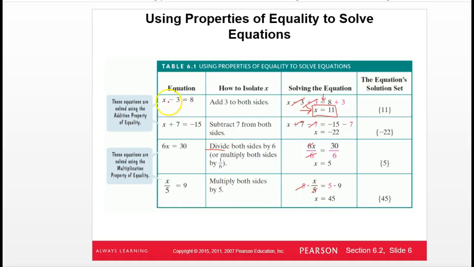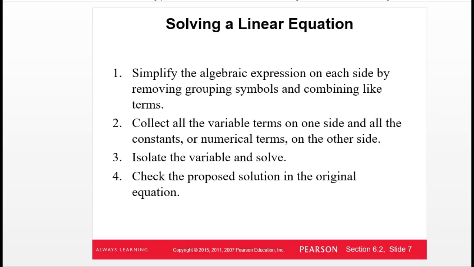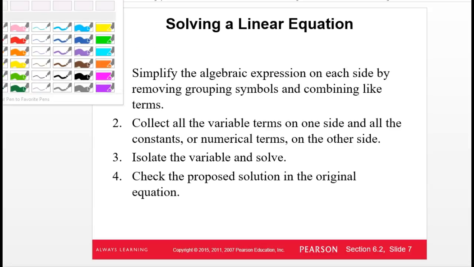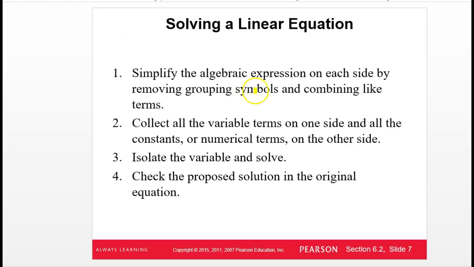Now, in many of these equations, we may have to do multiple properties to be able to solve the equation. So when we solve these linear equations, the first thing we're going to do is try to remove grouping symbols from each side of the equation. So if we have parentheses, we get rid of those parentheses.